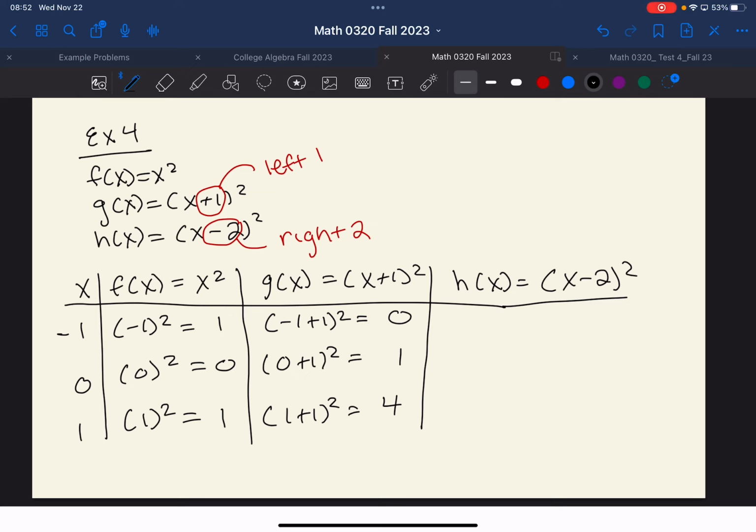And then lastly, I'm plugging in for my h of x function, so -1 minus 2 squared gives me -3 squared, which is 9. And then 0 minus 2 squared gives me -2 squared, which is 4. And 1 minus 2 squared gives me -1 squared, which is 1.